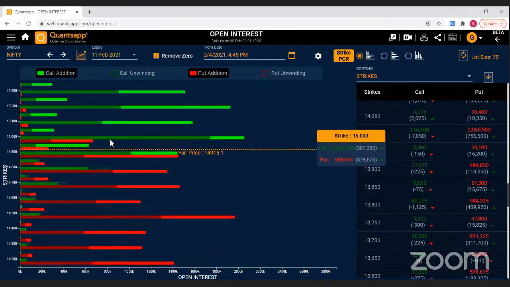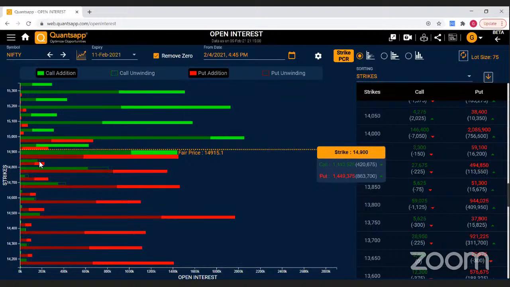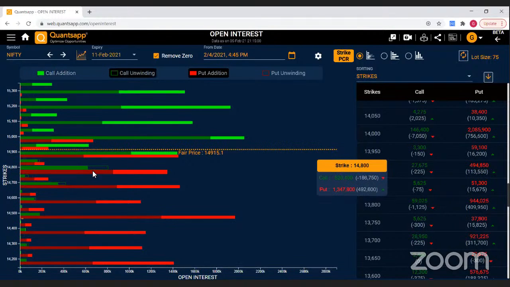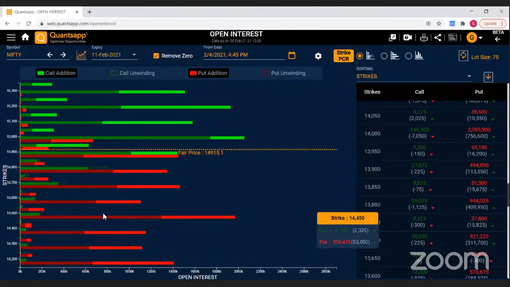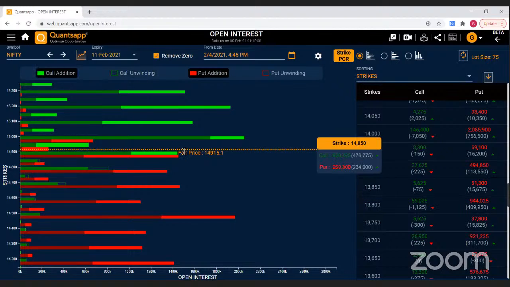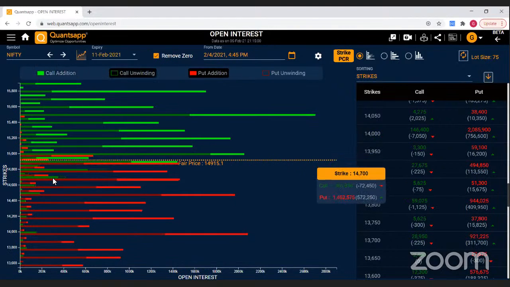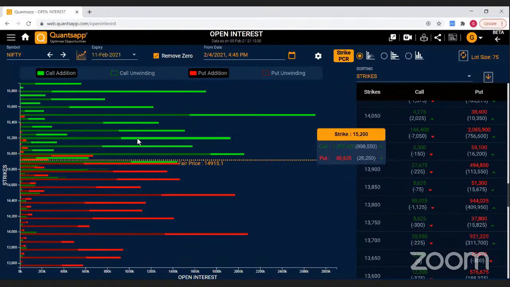Now, from this level, there's lots at the level of 14,800, 700. So there's an unwinding that has happened on the call side, and the addition was going on the put side. So it's giving me an idea of nervousness among the call writers, and that's why they are reducing their positions and going forward to the upside.